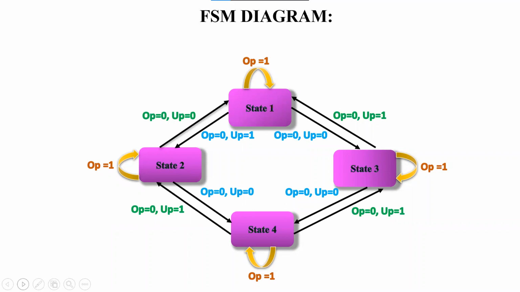But here opening is equal to 1, which means the opening of the door. And OP is equal to 0 is closing of the door. UP is equal to 1 is the floor moving to the next state, and UP is equal to 0 means that the floor moves to the previous state or stays in the same state.